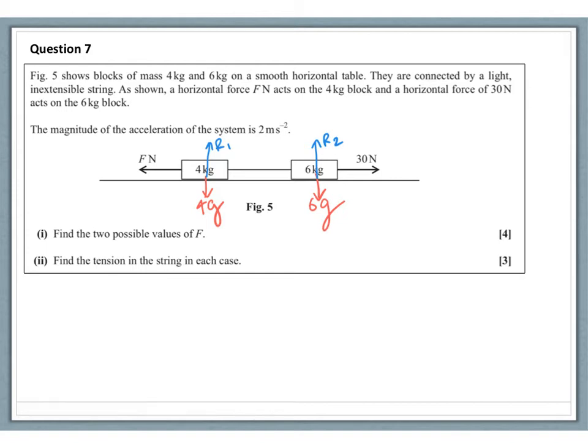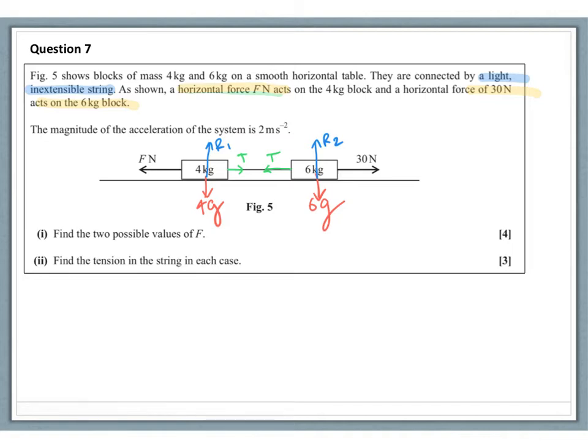Now, they're connected by a light, inextensible string. So some key modelling words here. So we will have a tension like that and a tension like that. It's the same string and it's inextensible, so the same value of the tension throughout. So as shown, a horizontal force F acts on the 4 kilogram block and a horizontal force of 30 newtons acts on the 6 kilogram block, and we can see those forces marked on the diagram.